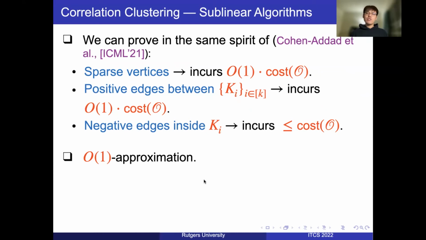Paper, so we can actually show that the sparse vertices incur at most a constant times the optimal clustering cost. And similarly, the positive edges between different almost cliques incur at most a constant times the optimal cost. On the other hand, the negative edges inside each almost clique incur at most the optimal cost. So in summary, we get an order-one approximation.